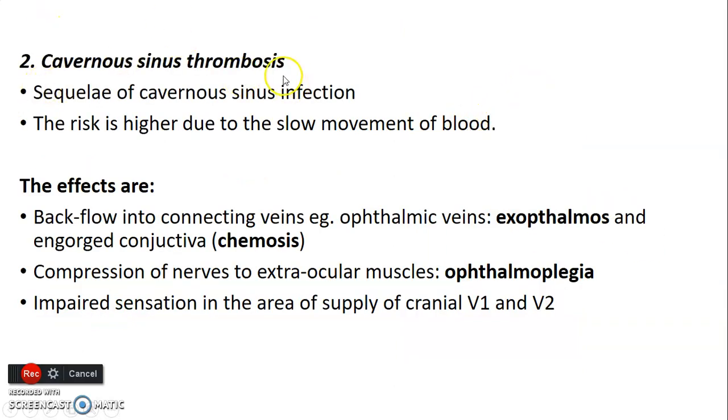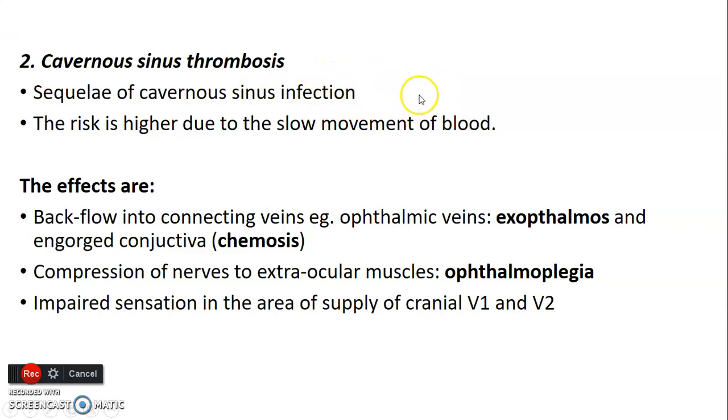Then we have what you call cavernous sinus thrombosis. A thrombus is a clot. So when the infection has spread into the cavernous sinus, bacteria will start to culture, and then there'll be stasis, slow movement of blood within the sinus. This slow movement of blood even becomes better for culturing of bacteria. Then we'll have clots that will form, leading to cavernous thrombosis.